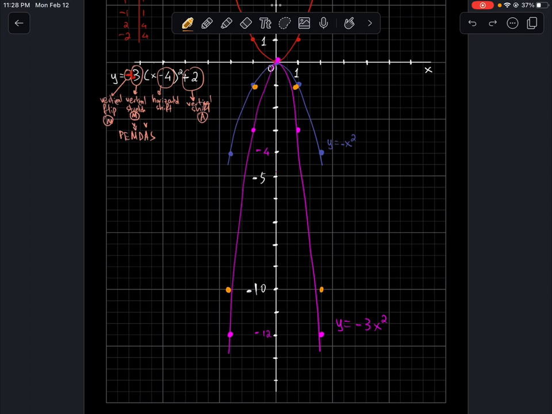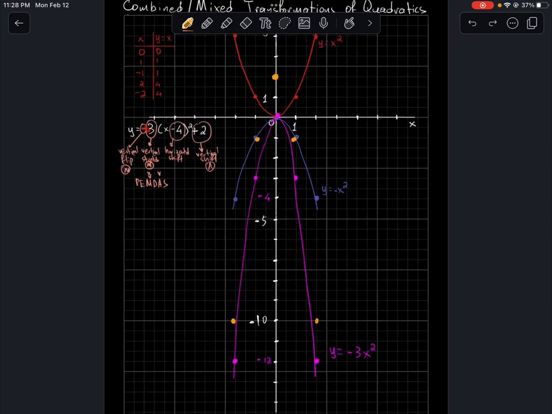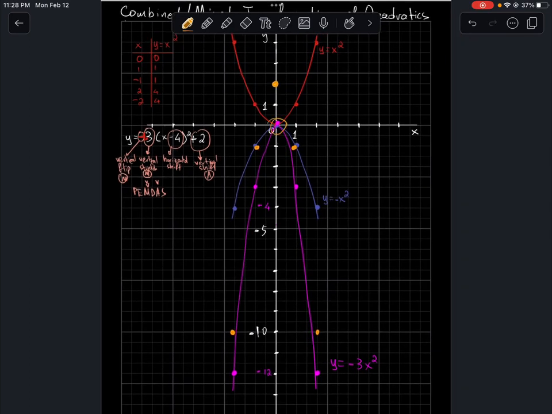So let's connect. Now don't start from the origin because the vertex is elsewhere.